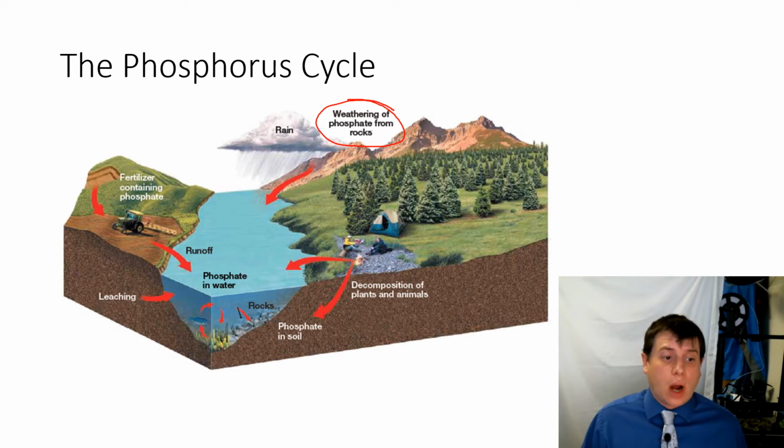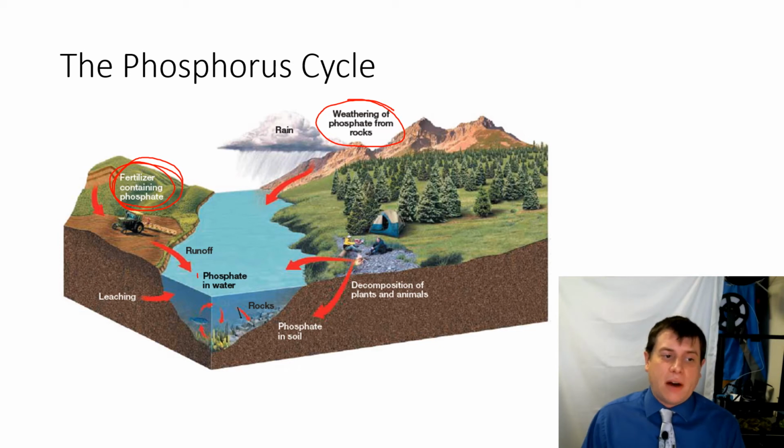If it is in rocks and things like that, those rocks take a long time to break down and become available. We do also add extra fertilizer to the ground to help plants grow faster, and that fertilizer oftentimes contains phosphorus, which is oftentimes going to be limiting. Now, some of this phosphorus will find its way into waterways through decomposition of plants and animals, through fertilizer runoff, or through decay and decomposition in the water.